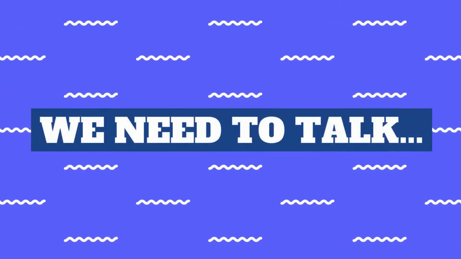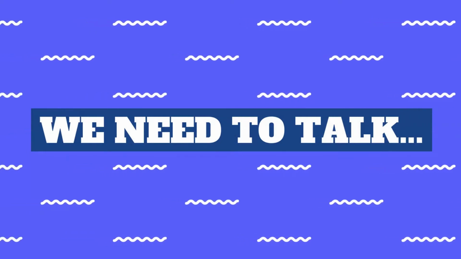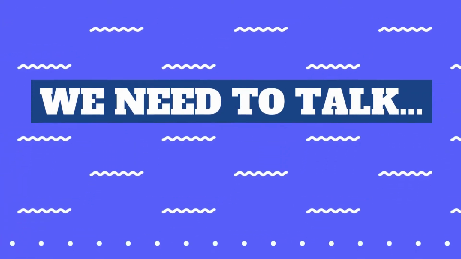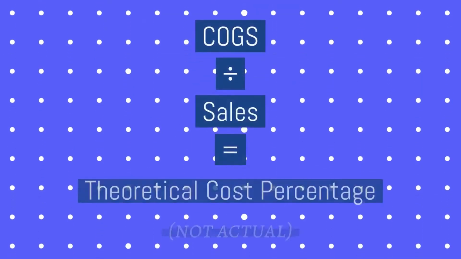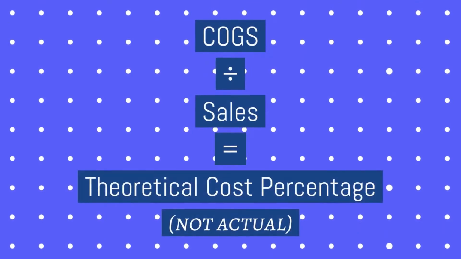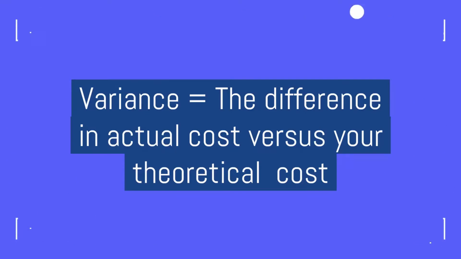So, we have to admit something to you. In our previous videos, we've been telling you all along that your pour cost is calculated by your cost of goods sold divided by sales. What if we told you that that was kind of a lie, and although it is theoretically correct, it is not an actual representation of your overall costs? That's all due to variance.